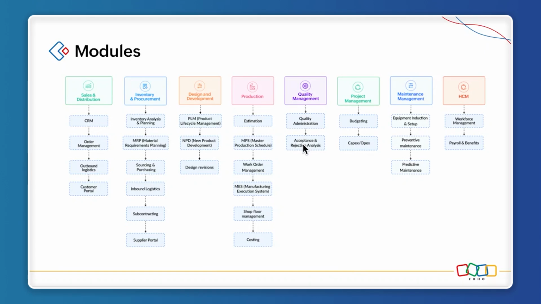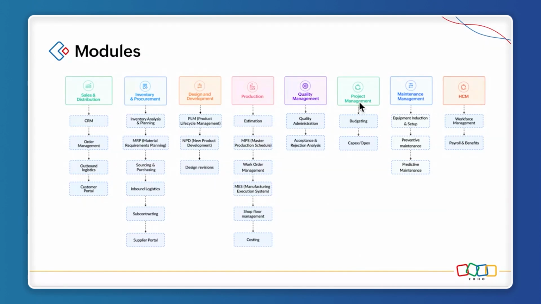Followed by that, in the acceptance and rejection analysis, you will inspect the product and categorize the defects. If the product meets the requirement, you will accept that particular product, whereas if the product doesn't meet the requirement, you will reject it, and it will again go to the production process. It will recreate the product again, right? That comes under the quality management module.